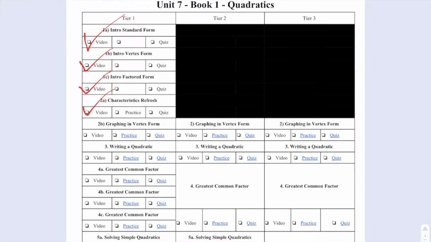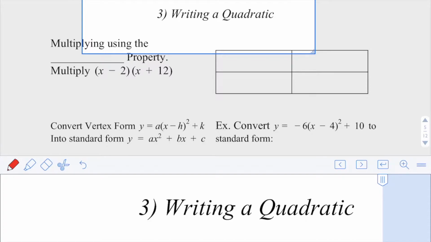Hello Algebra 1 students, here we are in Unit 7, Tier 1. Let's check off our booklet. Here we are in Tier 1, Lesson 3, writing a quadratic.